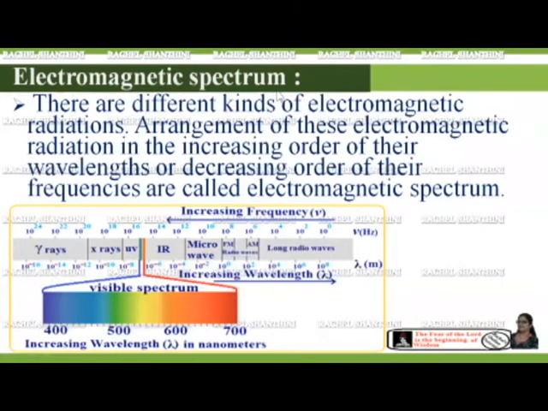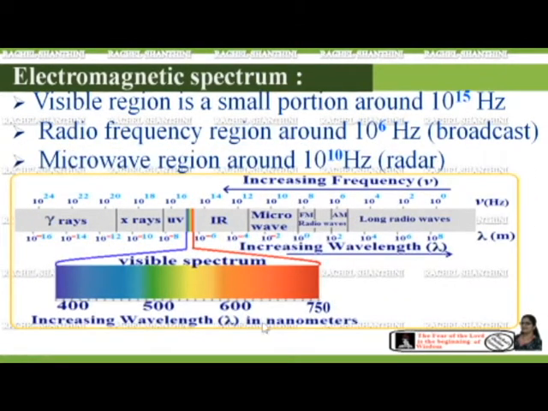Electromagnetic spectrum. Already we know that there are different kinds of electromagnetic radiations. For example, gamma rays, X-rays, UV rays, IR rays, microwaves, radio waves and long radio waves. The arrangement of these electromagnetic radiations in the increasing order of their wavelength or decreasing order of their frequencies is called the electromagnetic spectrum. Our eyes can see radiations of wavelength between 400 nanometer to 750 nanometer.